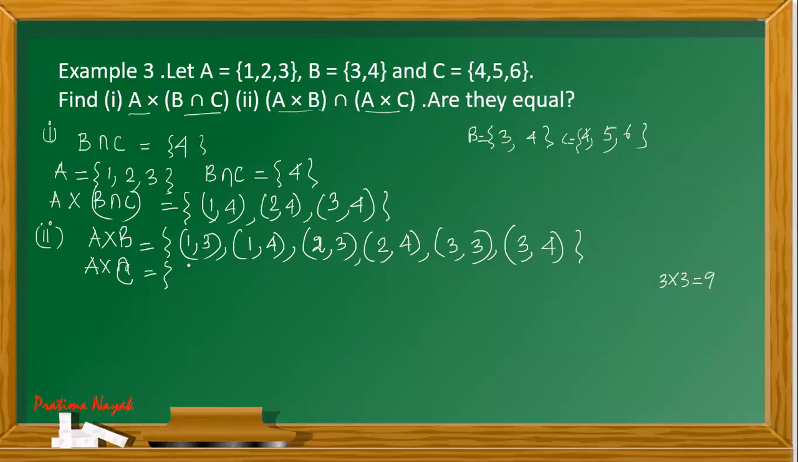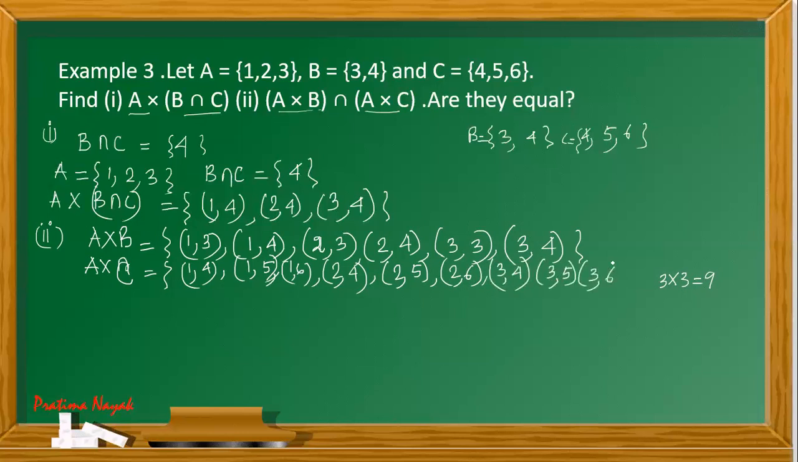So it will be (1, 4), (1, 5), (1, 6), then (2, 4), (2, 5), (2, 6). Next (3, 4), (3, 5), (3, 6). So we wrote all the ordered pairs.